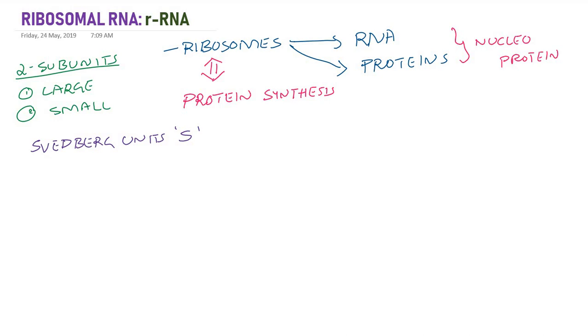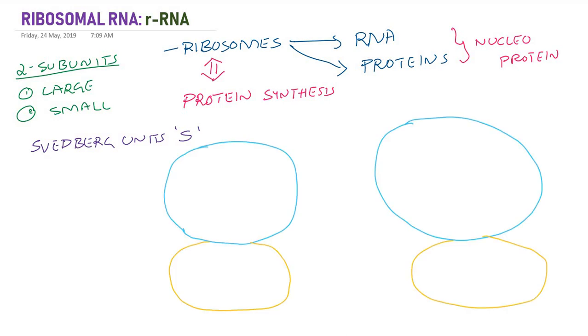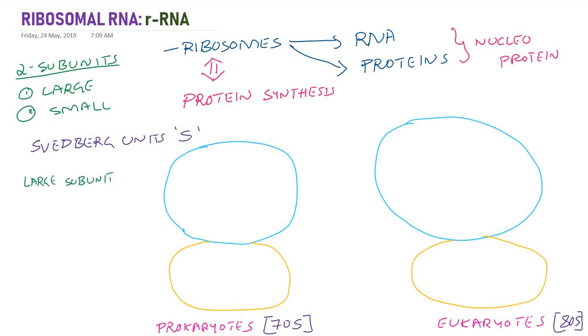I will write the structure of ribosomes for both prokaryotes and eukaryotes. Here I have written ribosomal RNA: this is for prokaryotes and this is for eukaryotes, including human beings. I already mentioned the units are represented as S, the sedimentation coefficient. Prokaryotic ribosomal RNA is 70S, whereas in eukaryotes it is 80S. In prokaryotes, the large subunit is 50S and the small subunit is 30S. And you should remember that this 50S and 30S, you should not add.